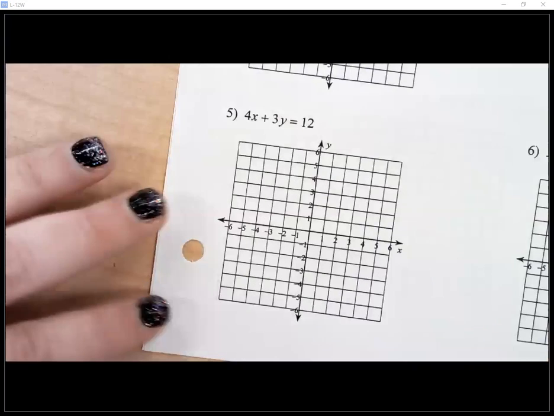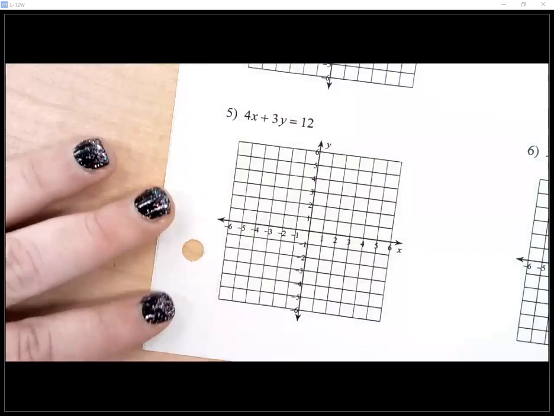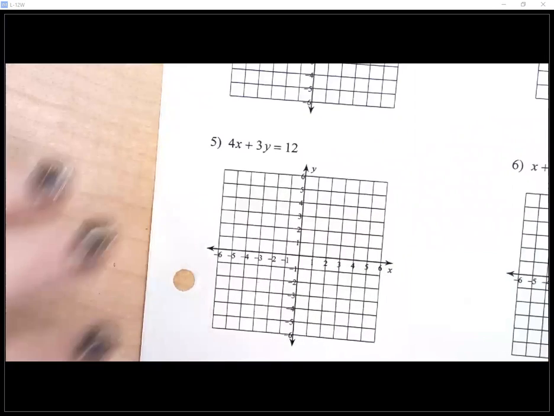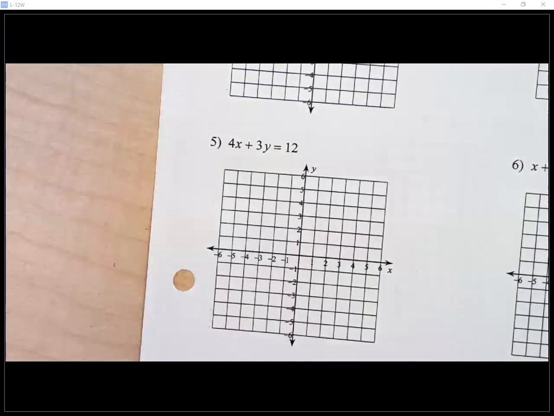Okay, jump to something like 5. This is in standard form. So I wonder how many of you took the time to rewrite this in slope intercept form. You can minus the 4x over, divide everybody by 3. You absolutely can. There's a faster way though.